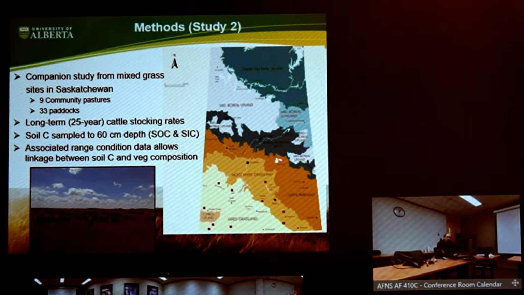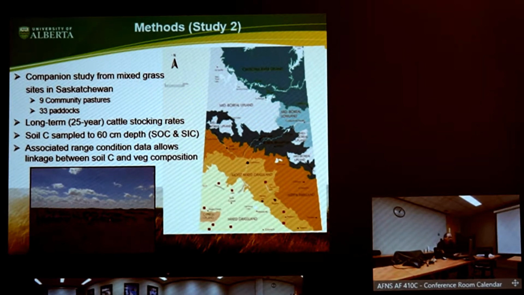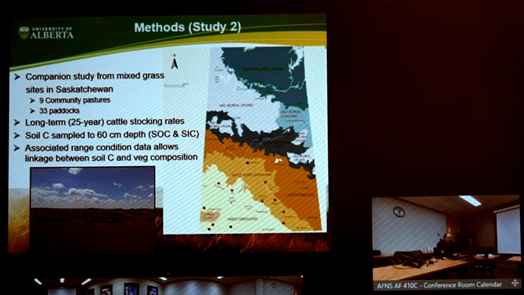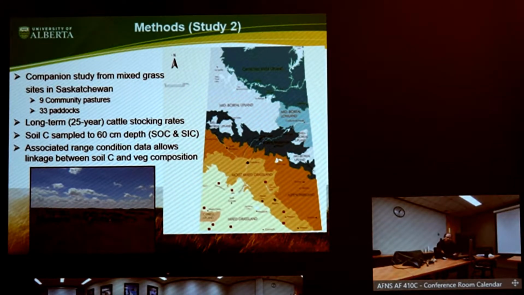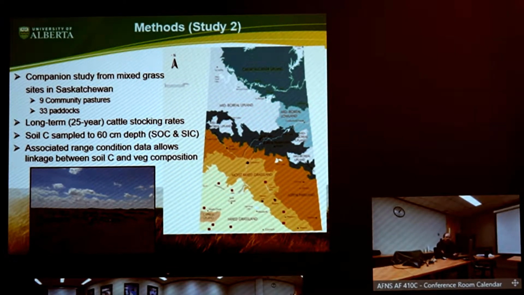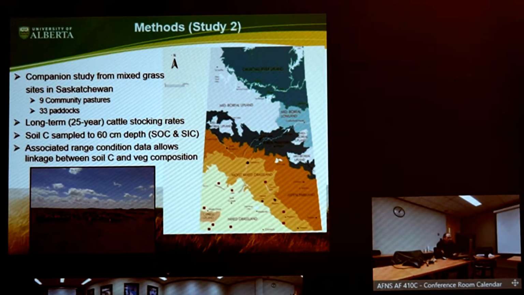There's a second complementary study to this that I'm also going to draw on, and this one is probably going to be of significant interest to the folks in the room. This is an investigation of 9 different community pastures across the province of Saskatchewan, with further stratification of sampling within 33 different paddocks. So those are basically pasture units or distribution units.